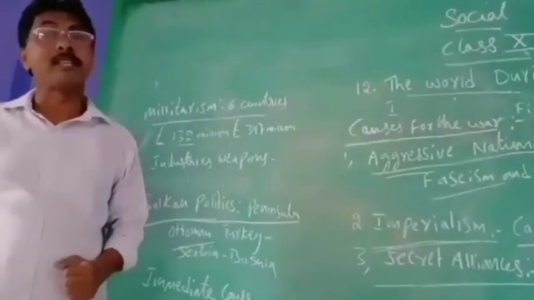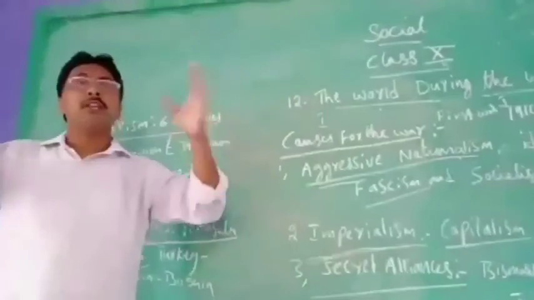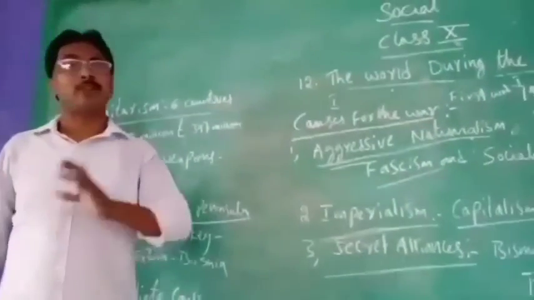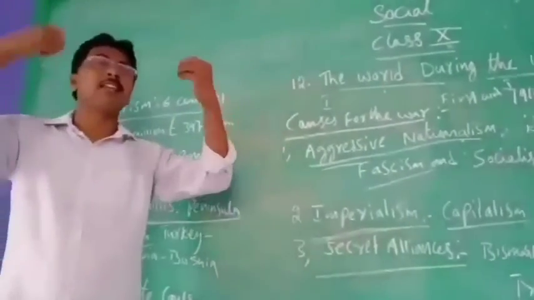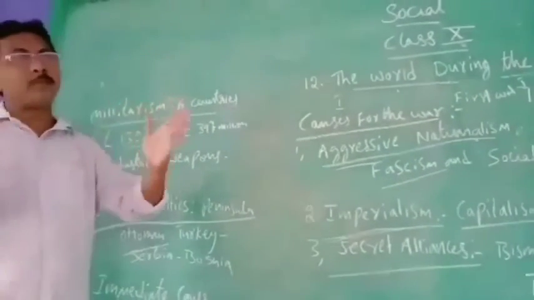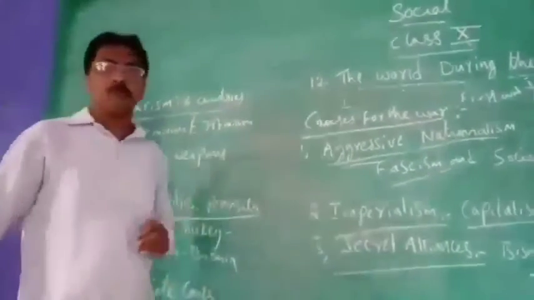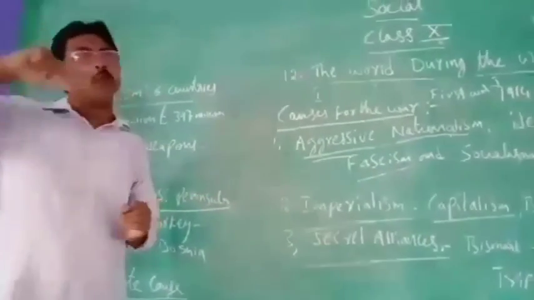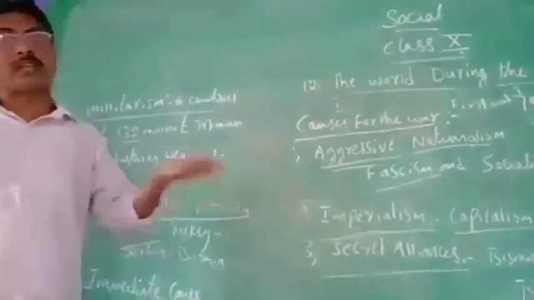But the Serbian people did not accept this king. They did not accept this king, and they killed the king and queen there. So what happened? This news went to Austria, because he is the Austrian king.